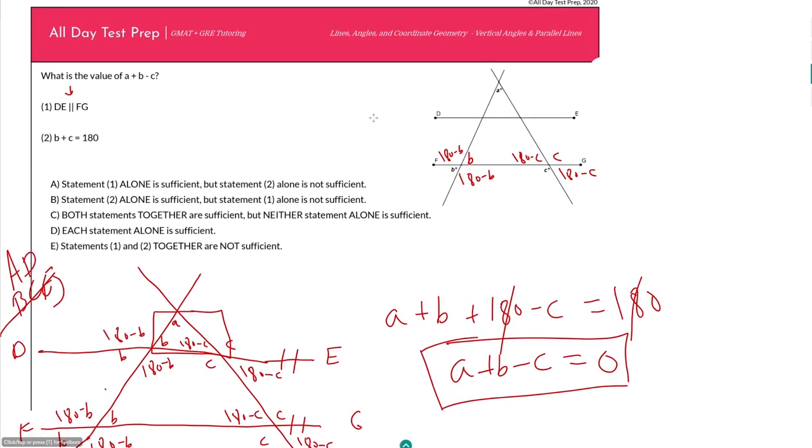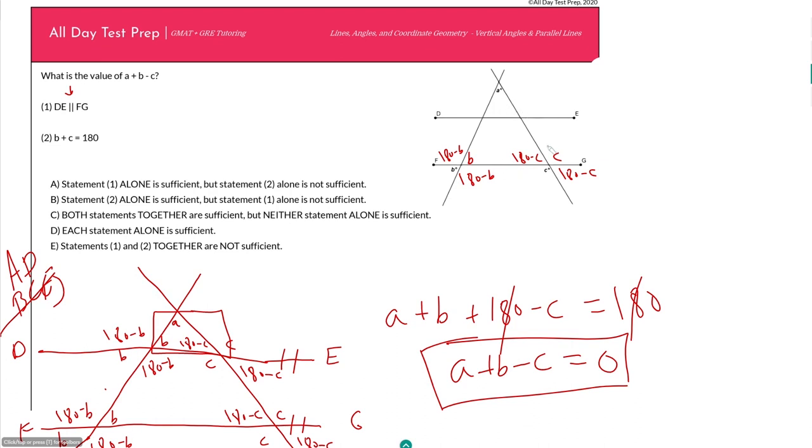Now, because the statement was sufficient, I don't have to worry about erasing anything on this diagram, so I can just keep adding here. So statement 2 says B plus C is equal to 180. Now remember, I don't know DE and FG are parallel for statement 2 by itself. So is there anything else I know other than what I was given in the prompt? And I don't think that I do.